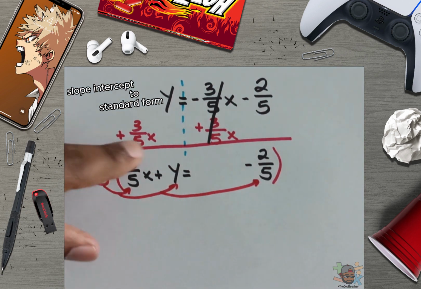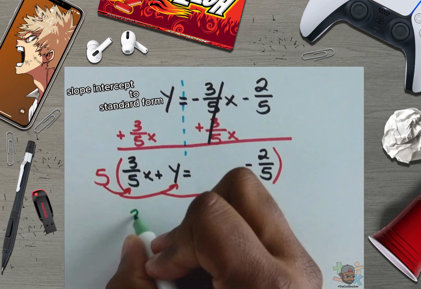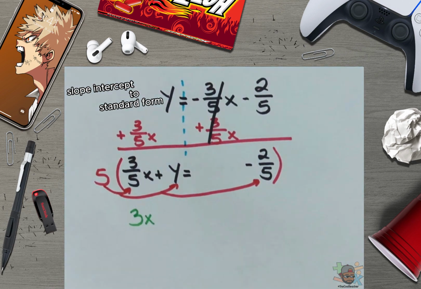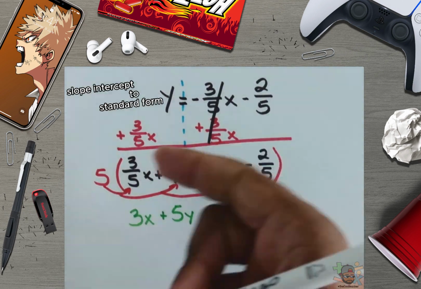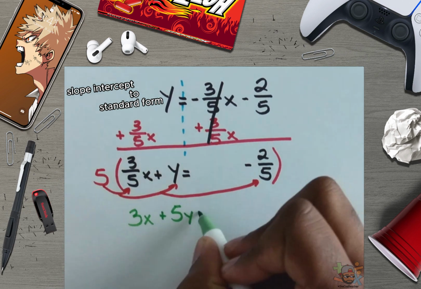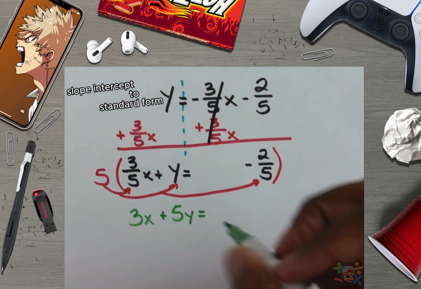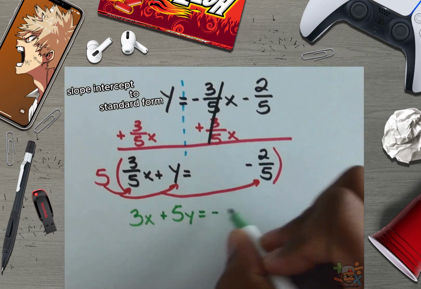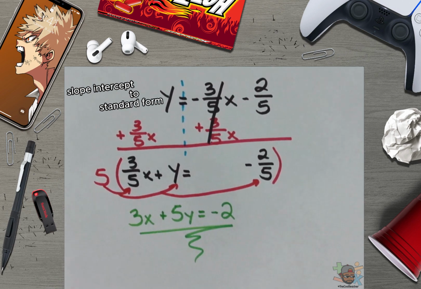So 5 times 3/5 is going to give me a 3 and just the x. 5 times y is going to give me a positive 5y. And then, bring down my equal sign, my bad. And then 5 times negative 2 over 5 will just give me a negative 2. And this is my answer. And if you watched my previous video, you saw this is what I started with.